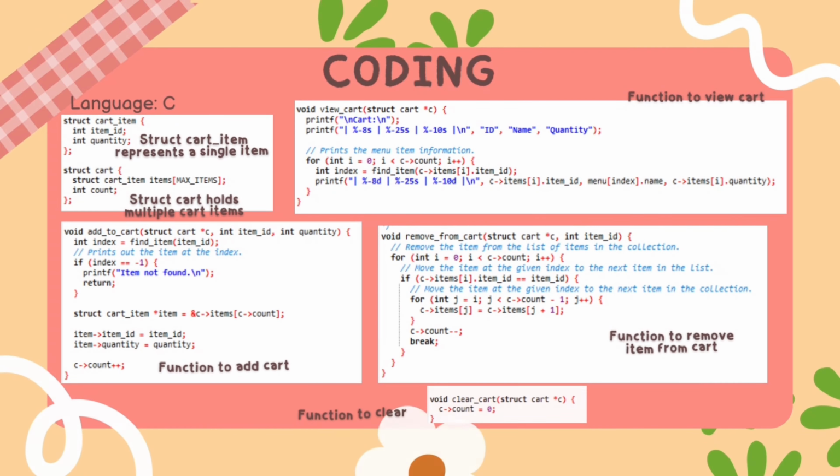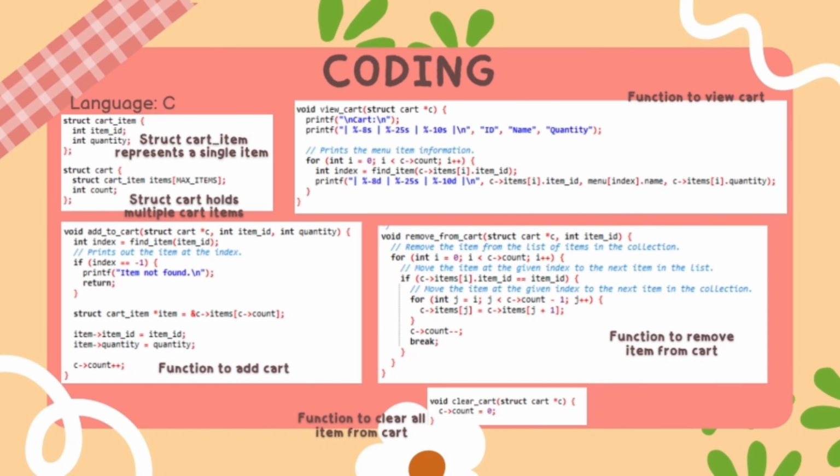Next, to use cart in the system, we declare a struct cart item that will represent an individual item in the customer's cart. And we also have struct cart that organizes the customer's order by holding multiple cart items. We also have view cart that will display the items in the customer's cart along with their quantities. And then we have add to cart that enables customers to add items to their carts with desired quantities.